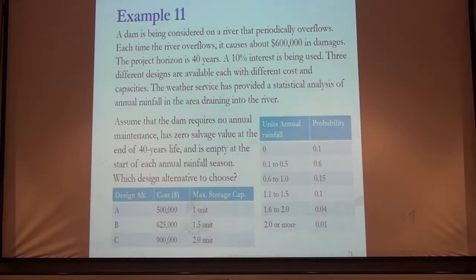The project life will be 40 years, whether it is design A, B or C. It will have 40 years of lifetime, and there is zero salvage value at the end of this lifetime. How to solve this problem? Again, we can solve it on the annual basis, or we can solve it on the total cost basis. Both ways are correct.